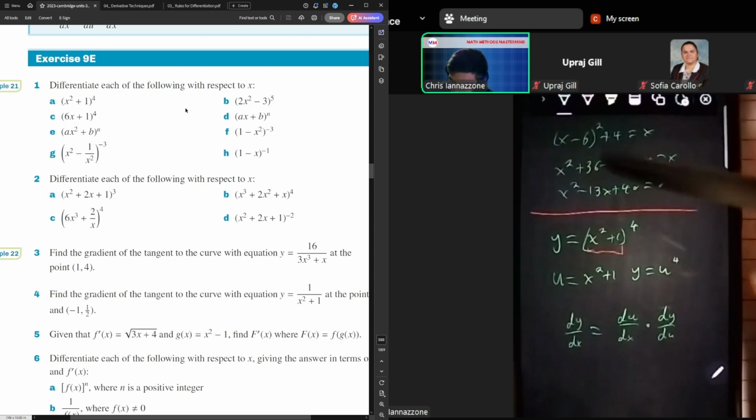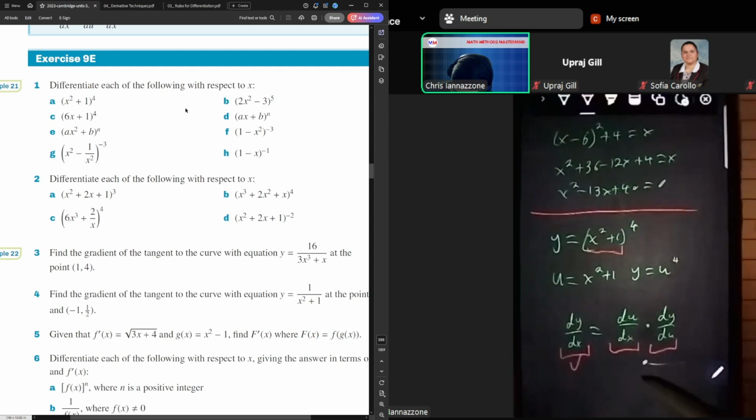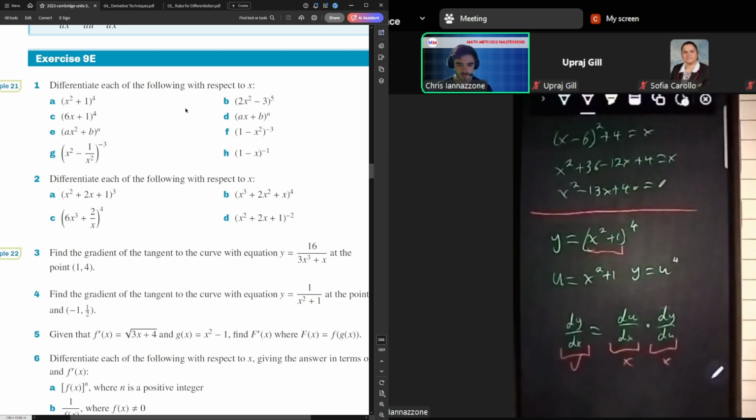So there's the chain rule all written out. This is what we want. To get it, we need to figure out these things. So that's what we want. We currently don't have either of these. What might we do to get them?